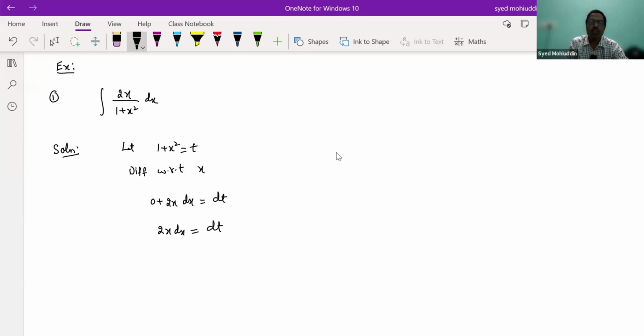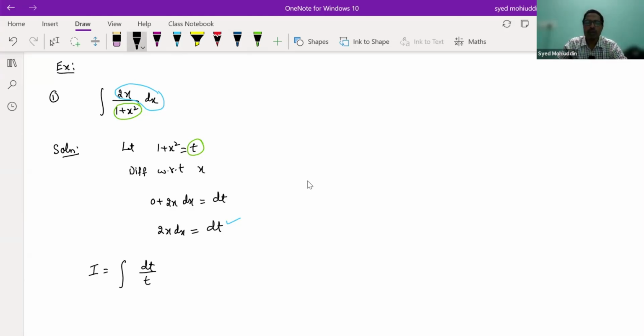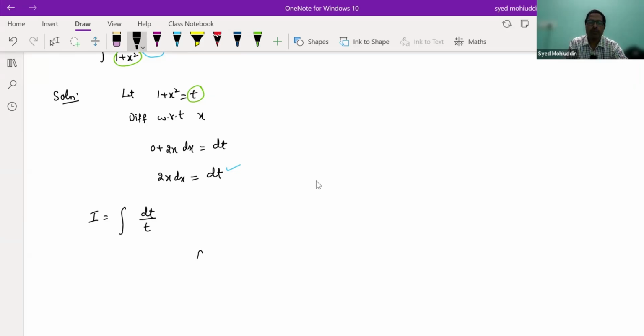Now put this value back into the integral. I'll be taking the integral as I. I is equal to integral of this 2x into dx, which can be replaced by dt. So I'll be getting dt divided by this 1 plus x square value, which can be replaced by t. So therefore you'll be getting divided by t. So this is nothing but integral of dt by t. But we know this formula, it is integral of dx by x. Integral of dx by x is nothing but log of x plus the constant of integration c.